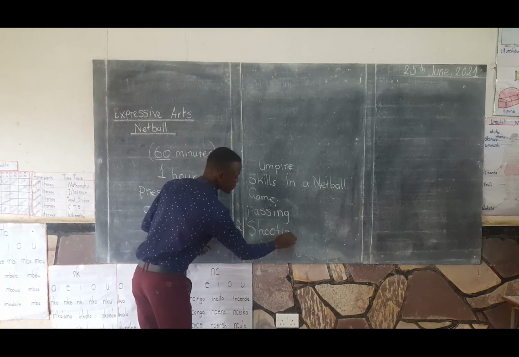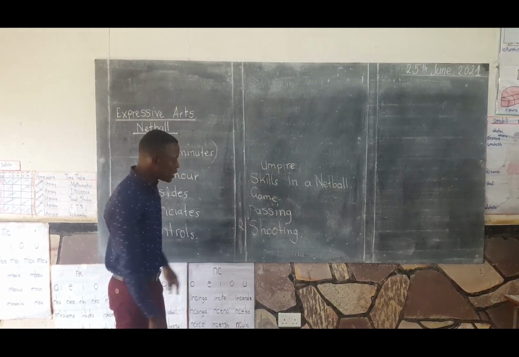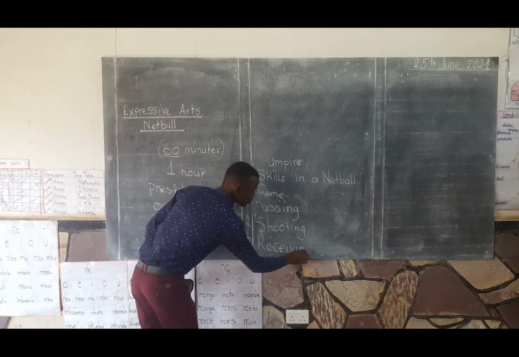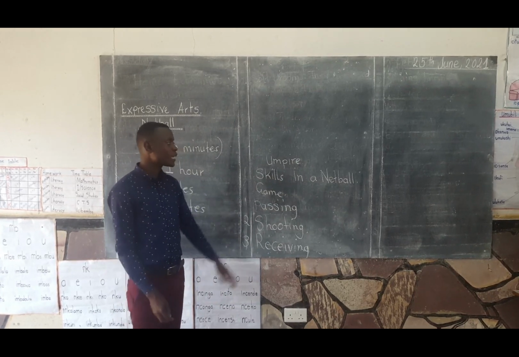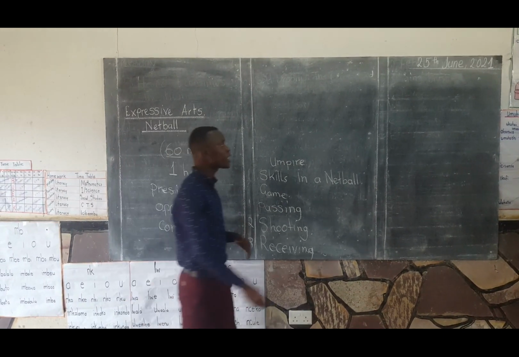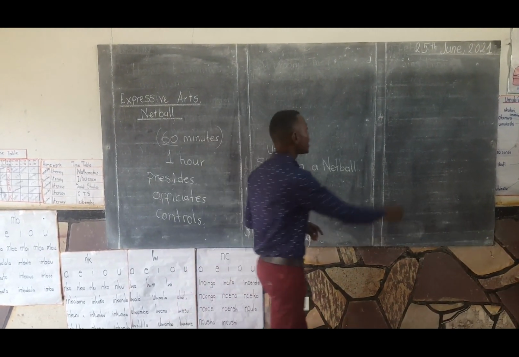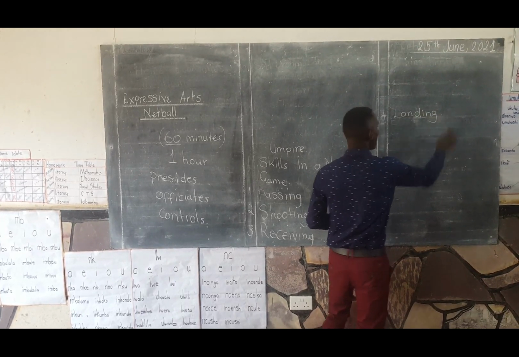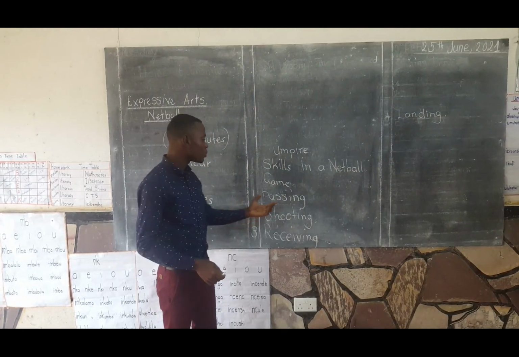Shooting is also another skill that is involved in a netball game. The third one is receiving. Receiving is also among the skills that are involved in a netball game. Perhaps we can look at a number of skills, but today I just want to focus on 4. The fourth skill that is used in a netball game is landing. Someone may ask a question: what does it mean when you say passing?